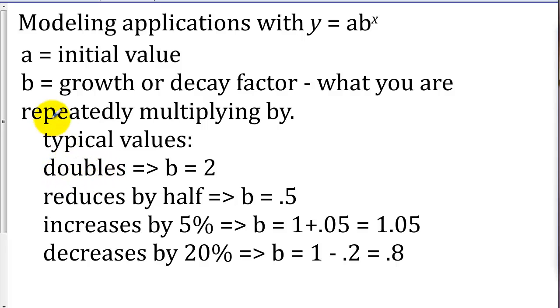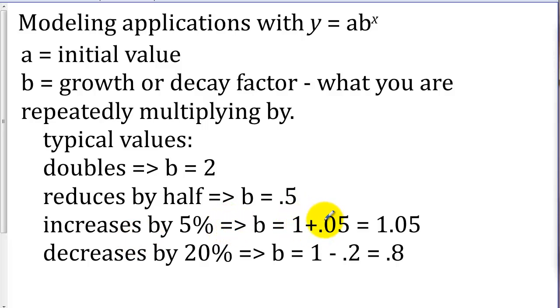Doubles would mean we're multiplying by 2, so B would be 2. Or it may say something cuts in half, so we would be multiplying by 1/2. For percent increases or decreases, we need to come up with multiplication factors.